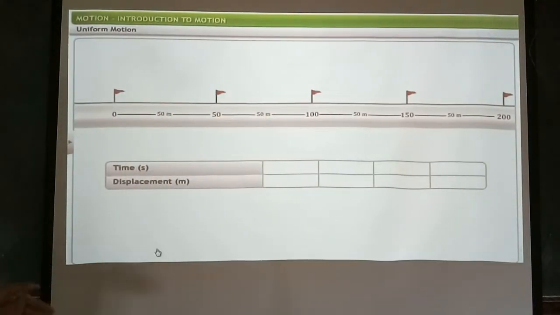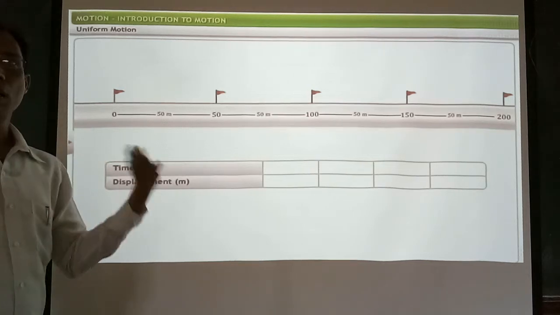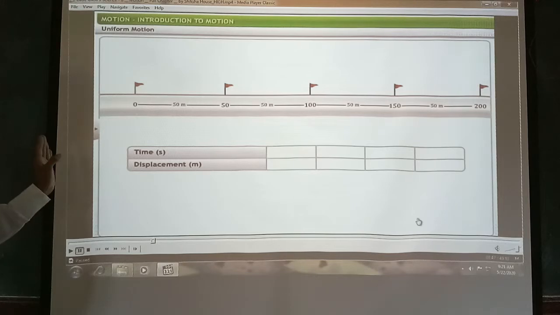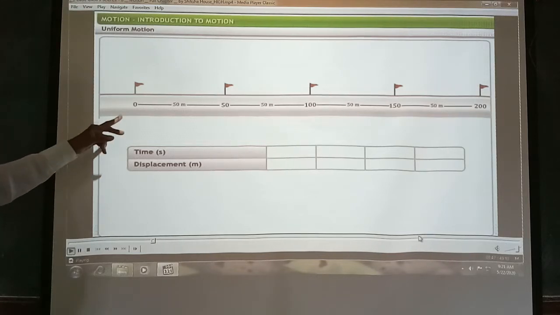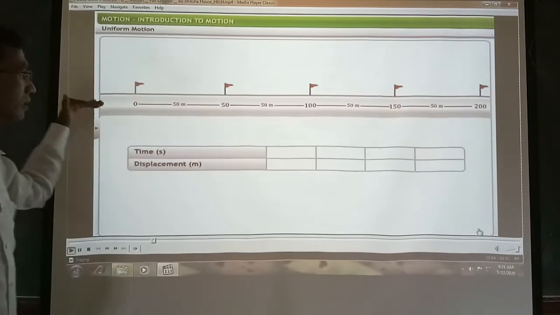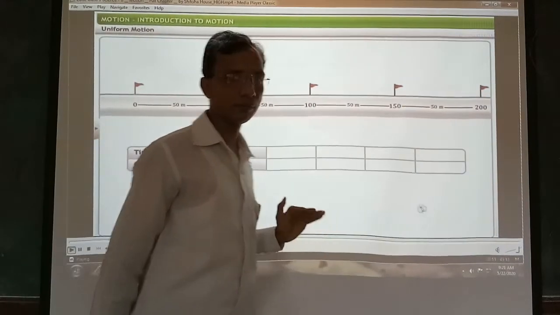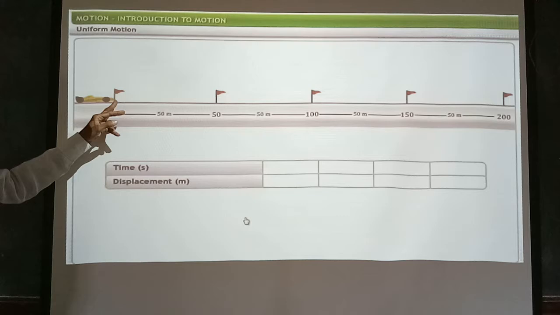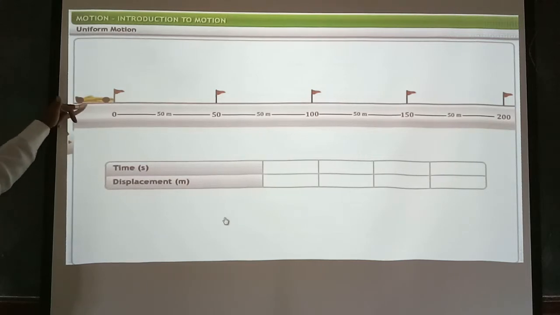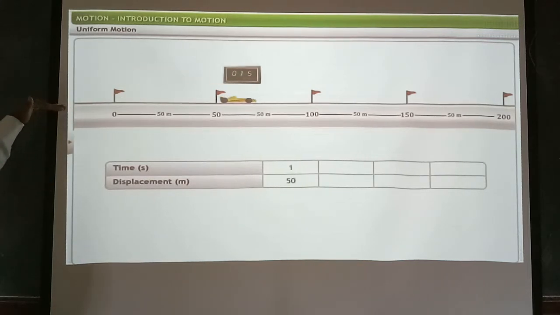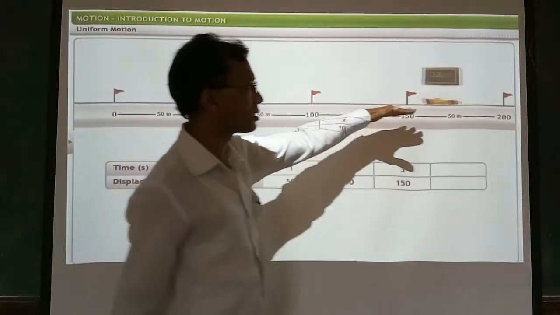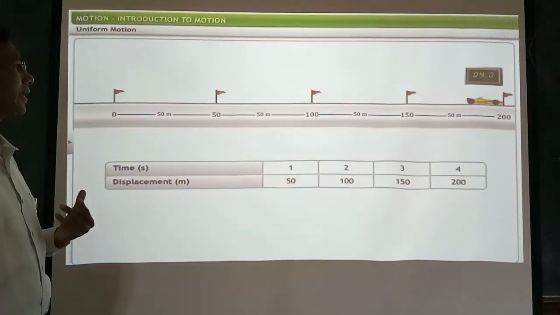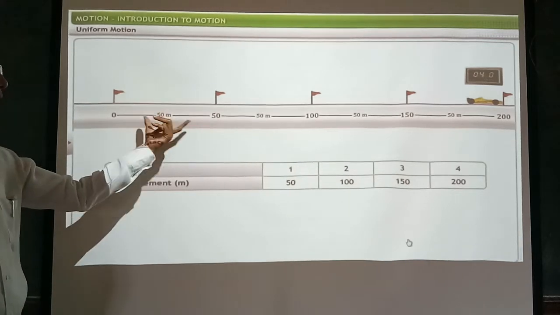Now we take an example here, the uniform motion. Here, from the initial position, the motion is a uniform motion along a straight linear path. In a linear path, the yellow car covers distance at the respective times within 4 seconds. Within 1 second it covers the distance of 50 meter.